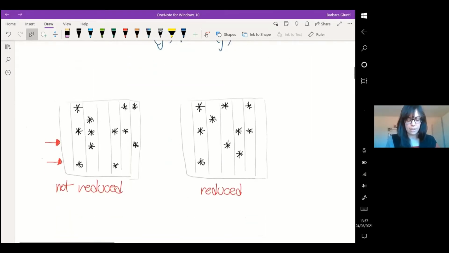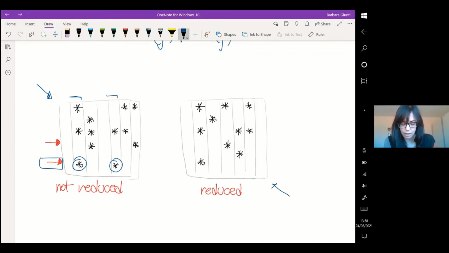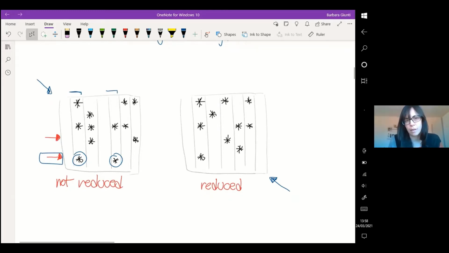So let's look at an example. This matrix here is not reduced because I can take this column and this column, and you can see that the lowest element in both of them is in the same row, which means they have the same pivot. But if you take a look at this other matrix, you can check and you will see that it is actually reduced.